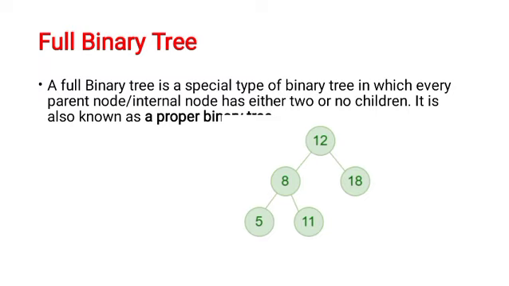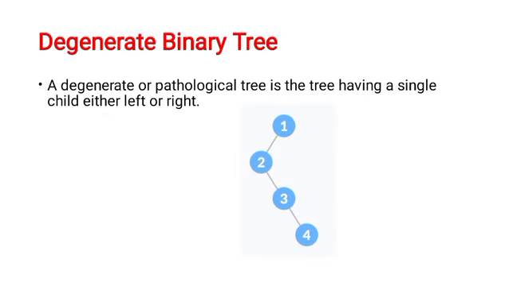So full binary tree. A full binary tree is a special type of binary tree in which every parent node or internal node has either two or no children. It is also known as proper binary tree. So this is the representation of full binary tree.